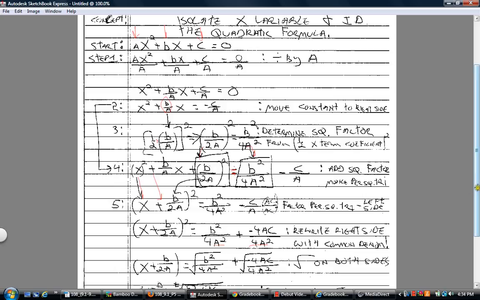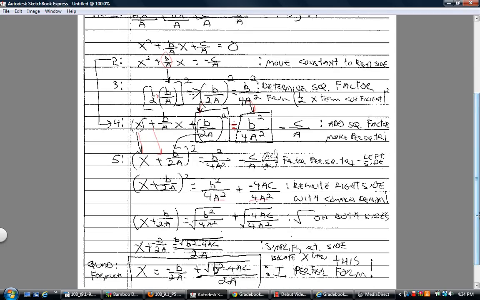Okay, so now you get into a little hairy algebra, but the good news is I now needed to take the square root on both sides.